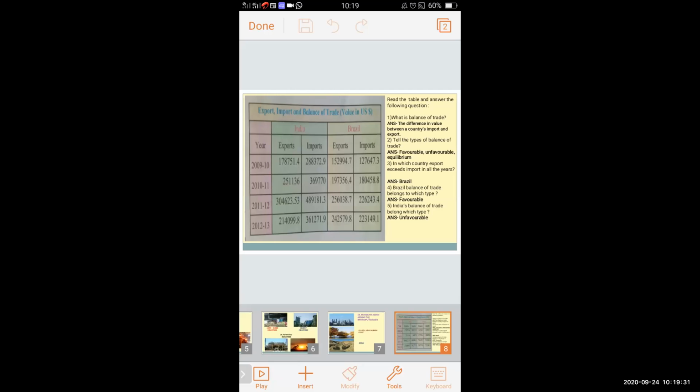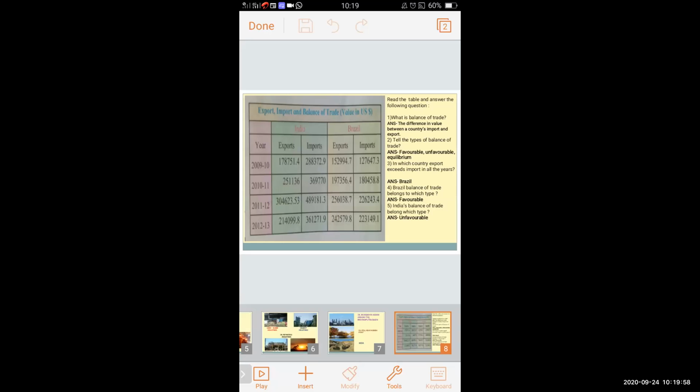Unfavorable balance of trade means import is more than export. Import is more means the goods, commodities or products imported from other countries are more. Means the country which is importing the goods is dependent on the other country. So this is called the unfavorable balance of trade.